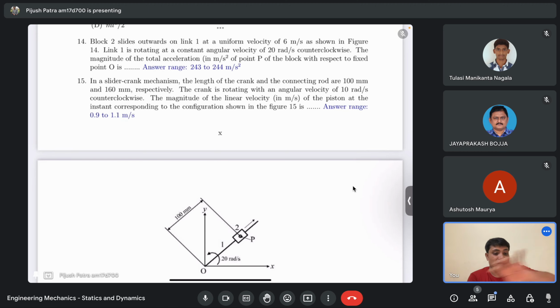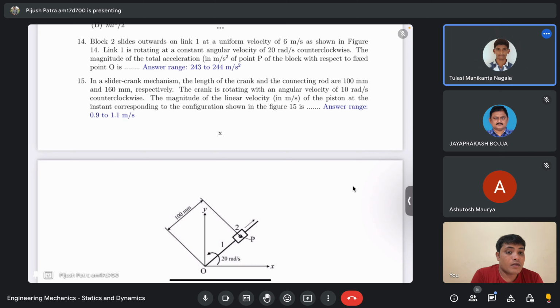It's just sliding along a rod. So what will be the acceleration? Zero, because it is just moving with a uniform velocity of 6 meter per second. The moment the rod starts to rotate, the entire scenario will change. How will it change?